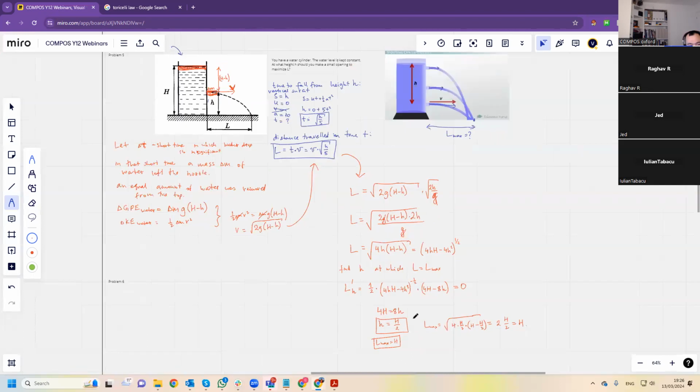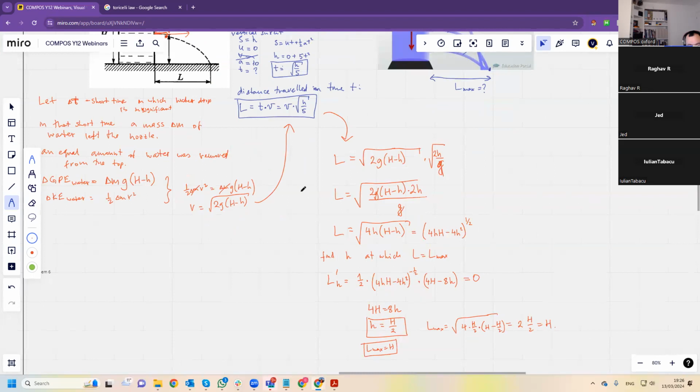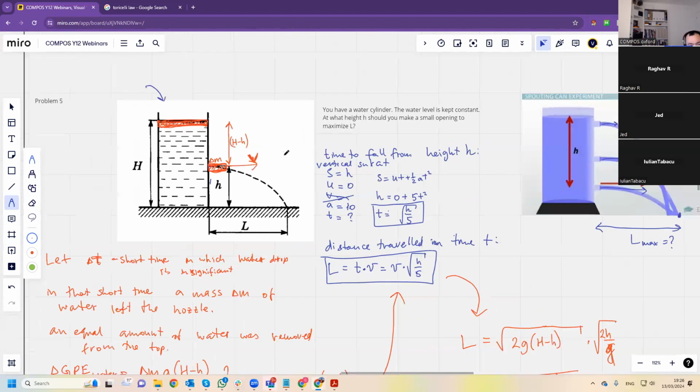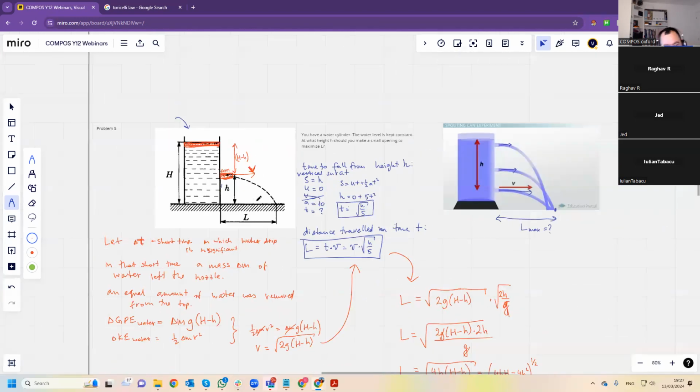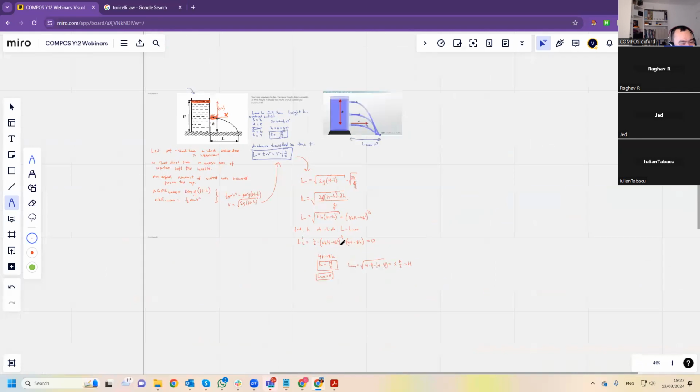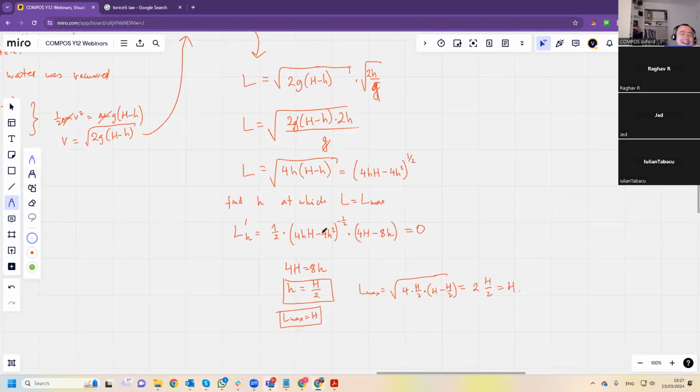And interestingly, you saw that g cancels. So on Mars, that wouldn't be different. Or on the moon, it's going to be the same thing. It only depends on the height of the cylinder. Now I have some stuff to think about for the evening.